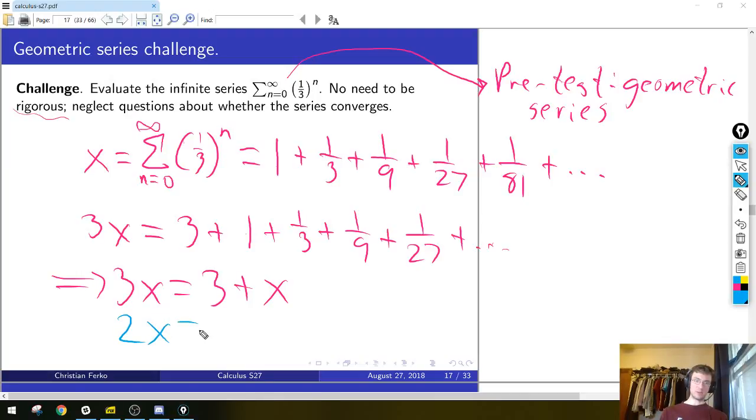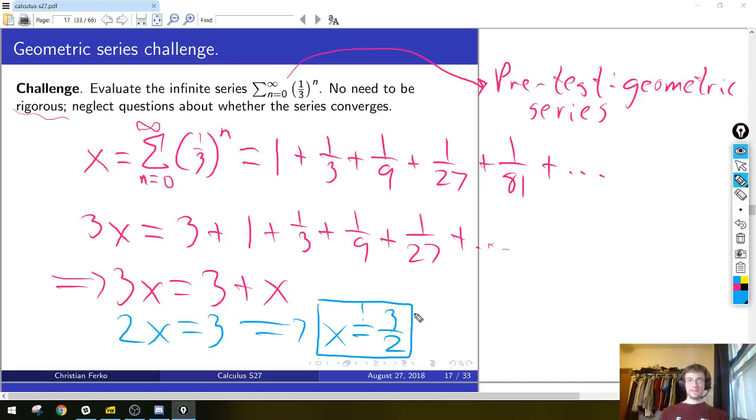Now you see it's pretty clear. Just subtract x from both sides. 2x equals 3, which means x is supposed to be 3 halves. So I'll put an exclamation point. So this is kind of strange.